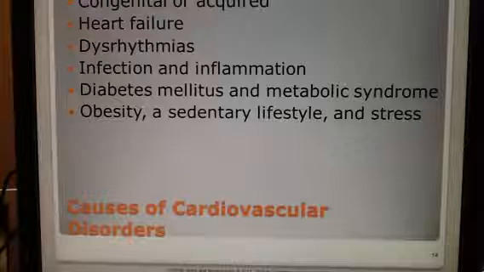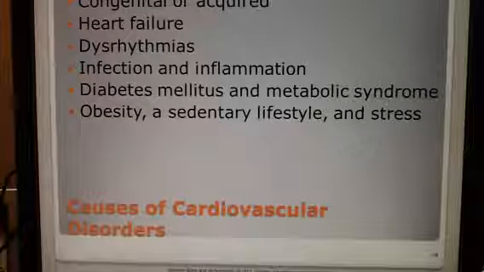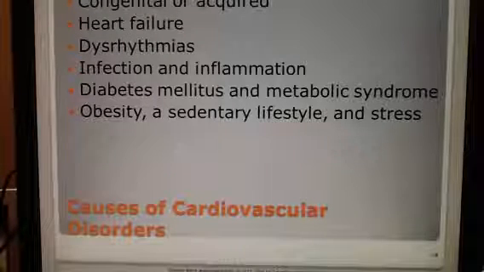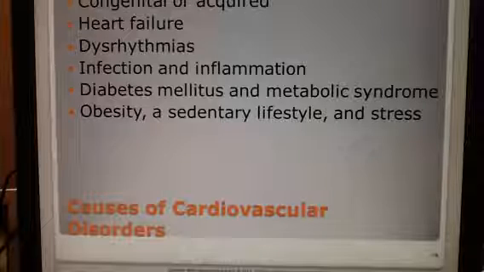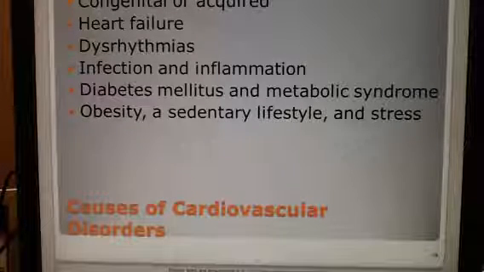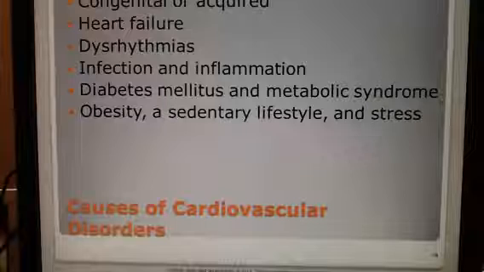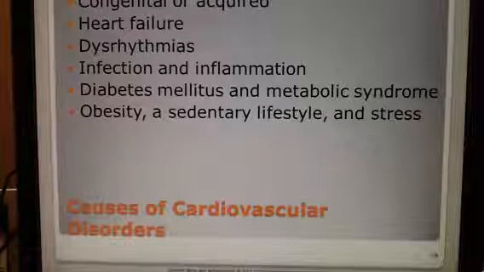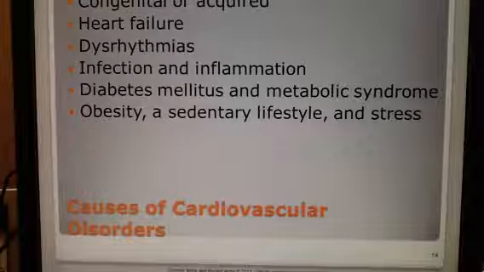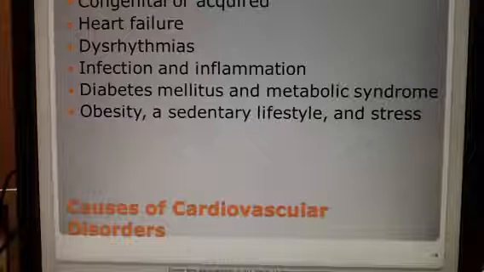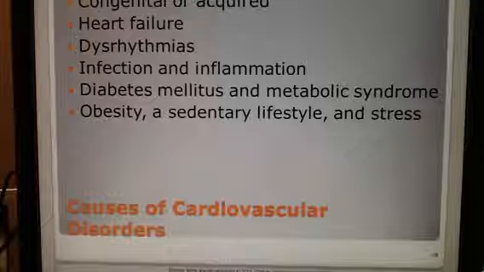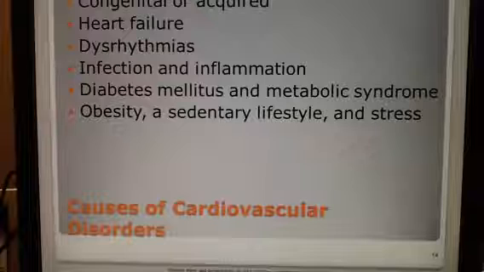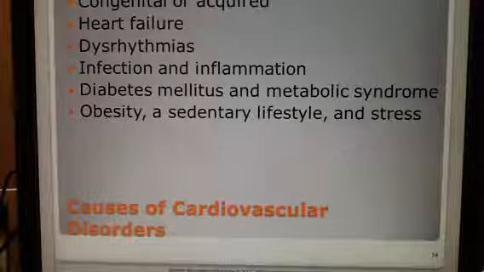Diabetes mellitus and metabolic syndrome, those both are huge risk factors and indicators of cardiovascular disease. If a patient is diabetic, they usually are treated as if they have a cardiovascular disorder already. And then things like obesity, sedentary lifestyle, and stress all contribute to cardiovascular disease.